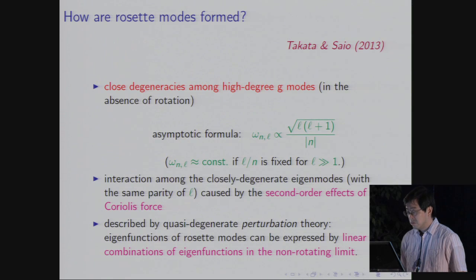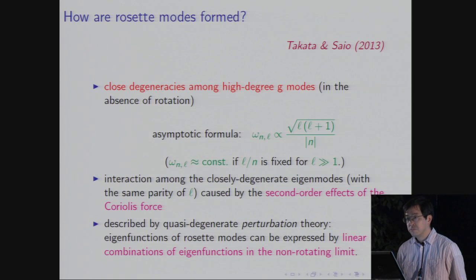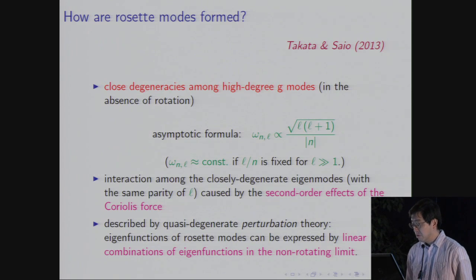This can be understood based on an asymptotic formula, according to which the frequency is proportional to the ratio between spherical degree L and radial order n. If we consider a set of eigenmodes which have a common value of L over n, we can easily understand that they have almost the same eigenfrequency.